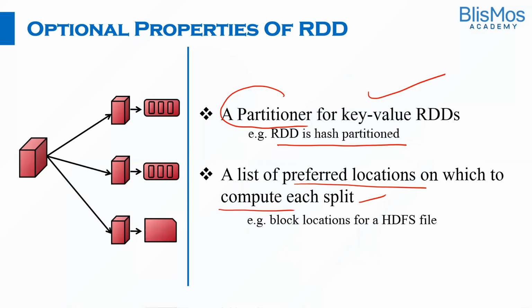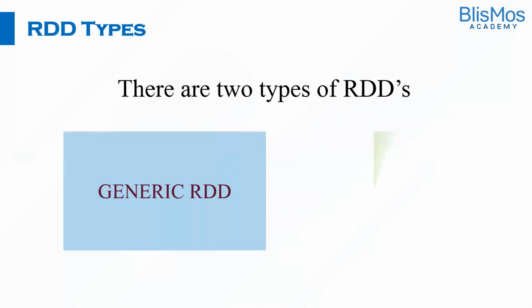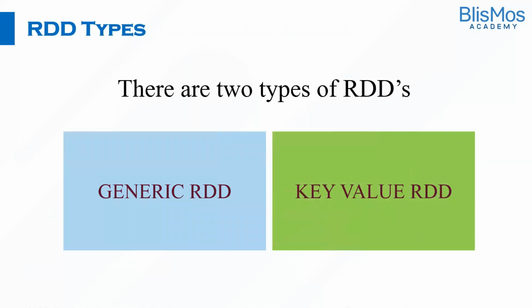Now that we understood the properties, let us understand what are the different types of RDDs. There are 2 types of RDDs. One is generic RDD. The second one is key value RDDs. When we were discussing the properties, we said we should also need to have a partitioner in key value RDDs. This is what we are referring to there.